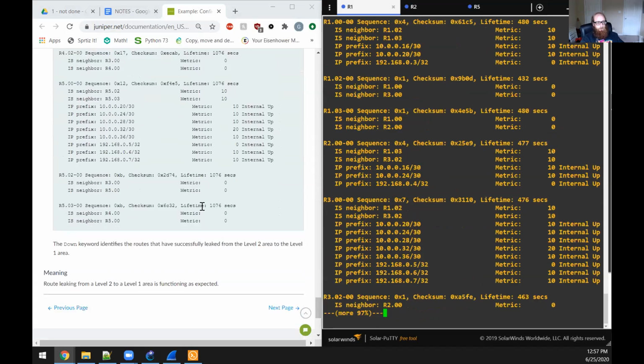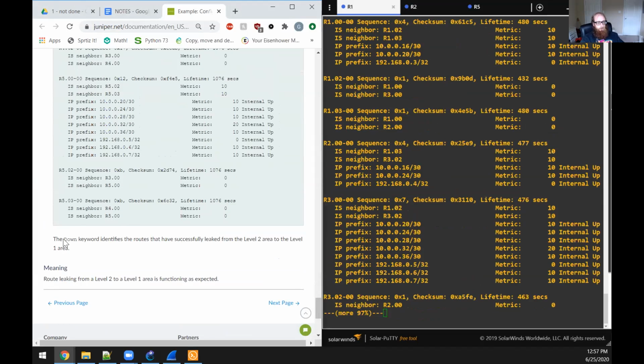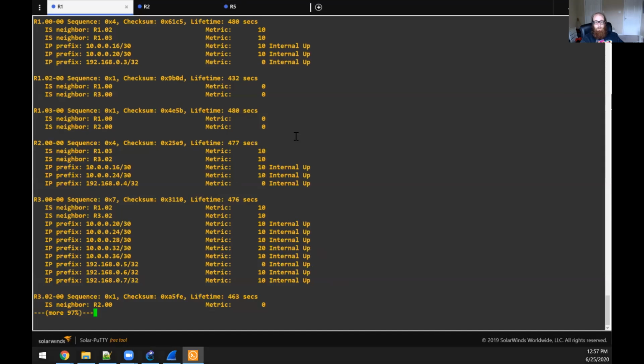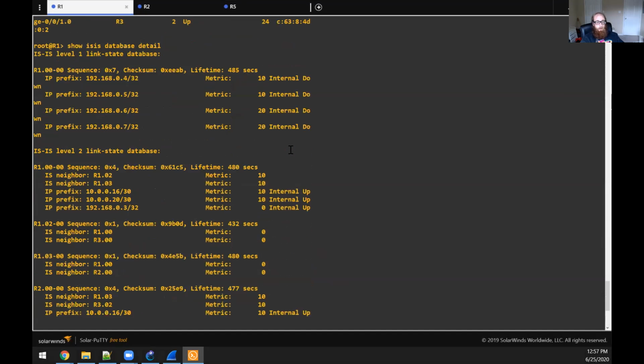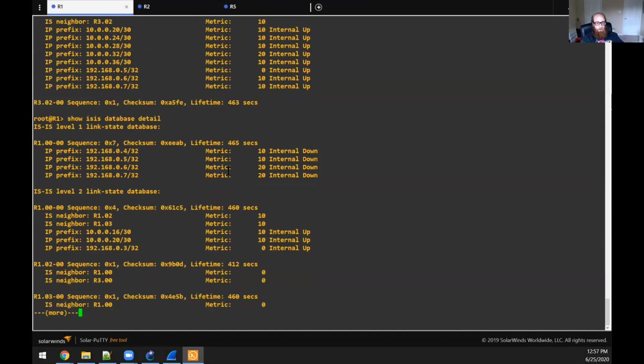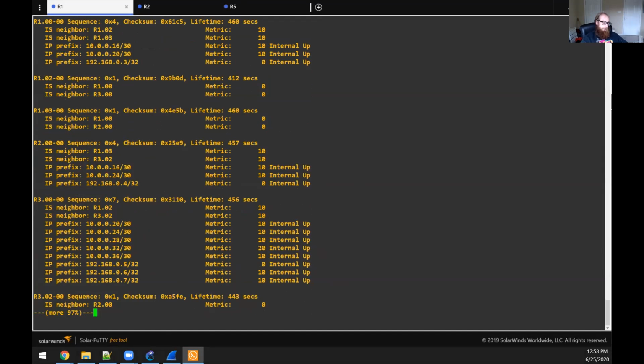Okay, and let's see what we need to verify. The down keyword identifies the routes that have successfully leaked from the level 2 area to the level 1 area. So let's see if we got the down keyword. We do. We've got the down keyword. So we successfully leaked them, but I don't understand what that means. So let's try to figure that out in the next video.